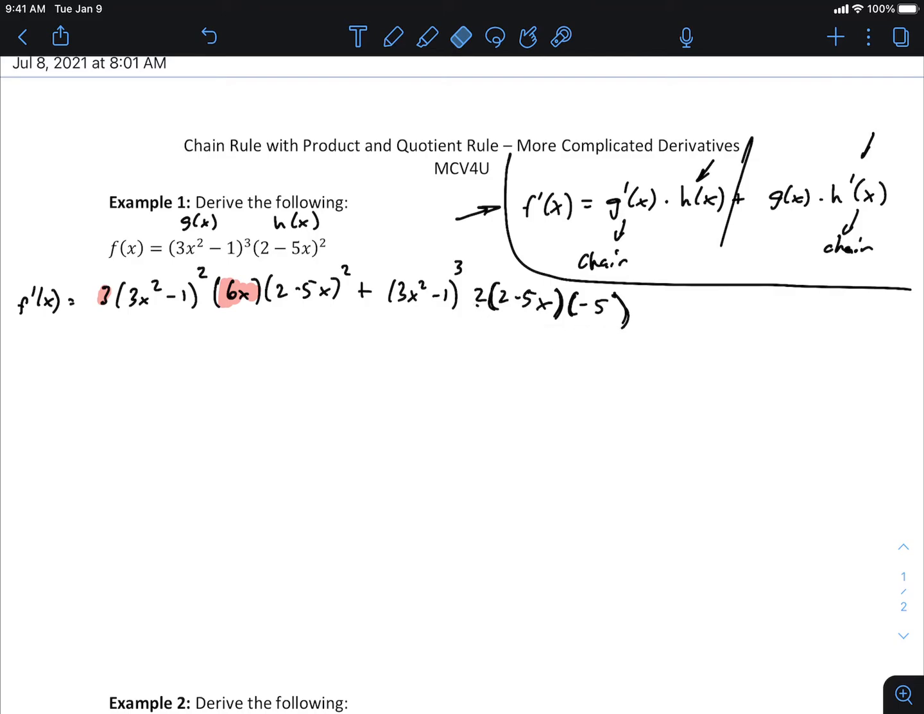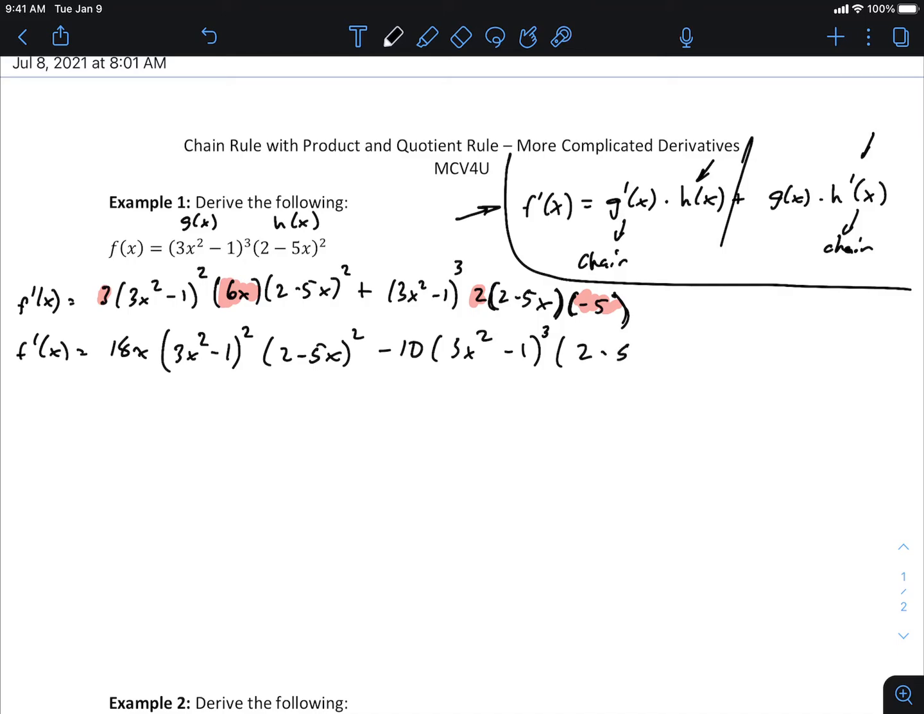Okay, so I'm going to try and clean things up, right? So I can combine this with this as well. So why don't we do that and then see what we're left with, okay? So f prime of x is going to equal 18x multiplied by 3x squared minus 1 squared times 2 minus 5x squared. And then I'm going to have a minus 10 from those two numbers there, right? Minus 10. And then what's left? Well, we have 3x squared minus 1 cubed and times 2 minus 5x.